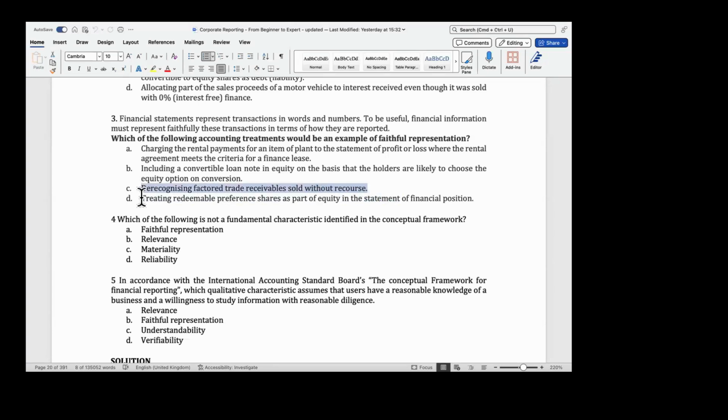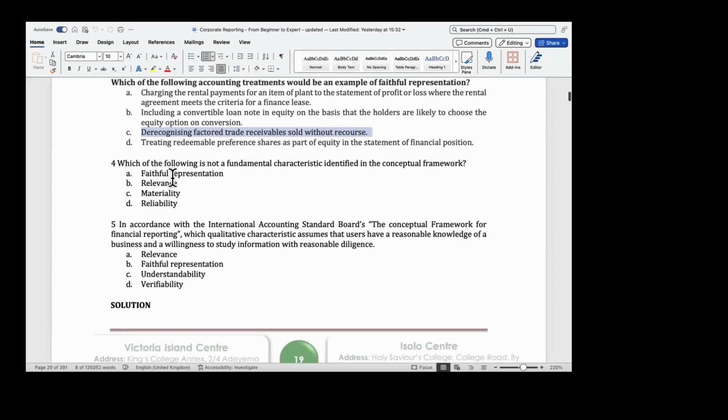You see this fourth one, the reason why it's not the answer is that redeemable preference shares are preference shares where the holder is going to collect back his money. Redeemable. Okay? So it cannot be equity. Equity is residual. Equity holders do not collect back their money. Equity is there with us forever. So treating redeemable preference shares as part of equity is not faithful representation. So the answer is C.